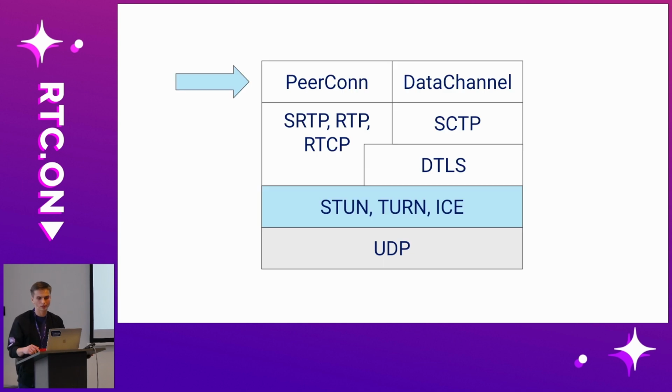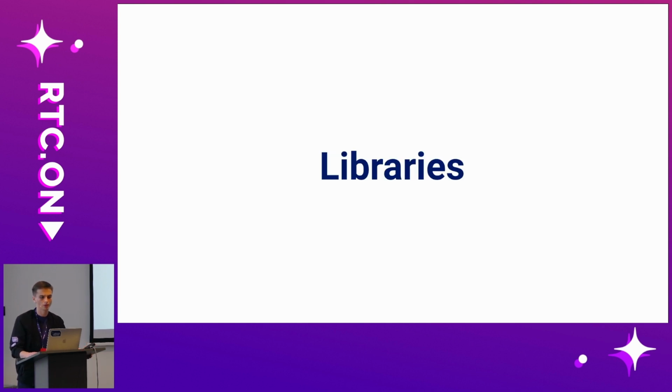And going back to the diagram I showed at the beginning, we were able to implement coTURN and ICE. We also implemented RTP and RTCP parsers and serializers. Now we move to the peer connection, where we are working on the DTLS handshake. So that's the current status of the project, and I would like to go through our libraries, namely coTURN and ICE, and talk a little bit about challenges we've met and how we solved them.